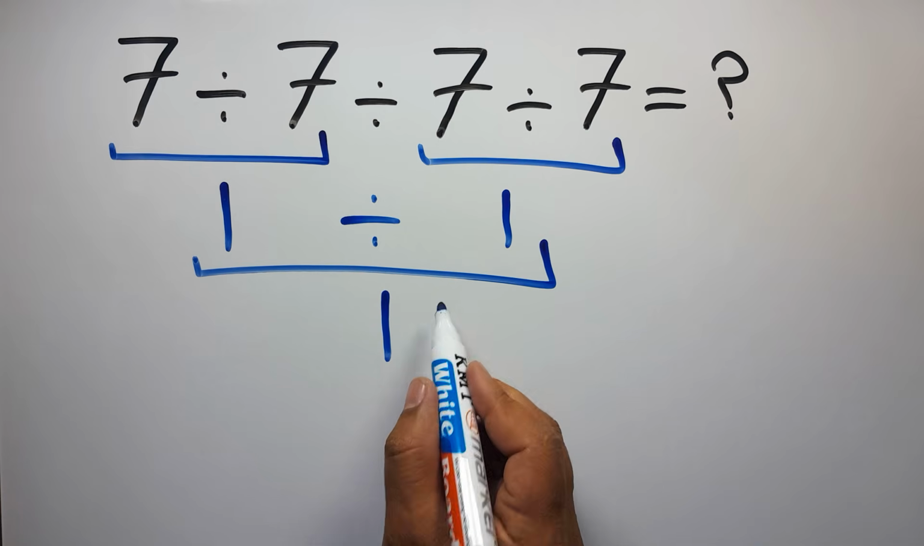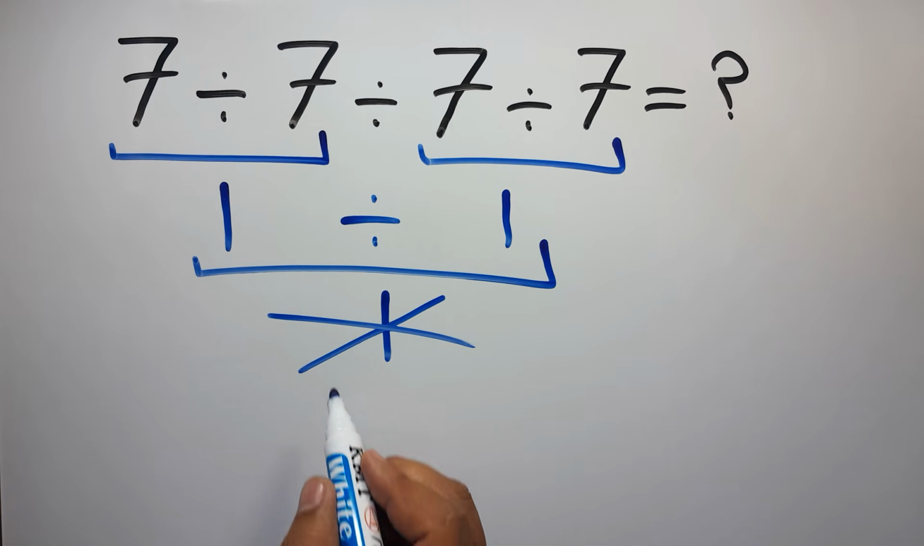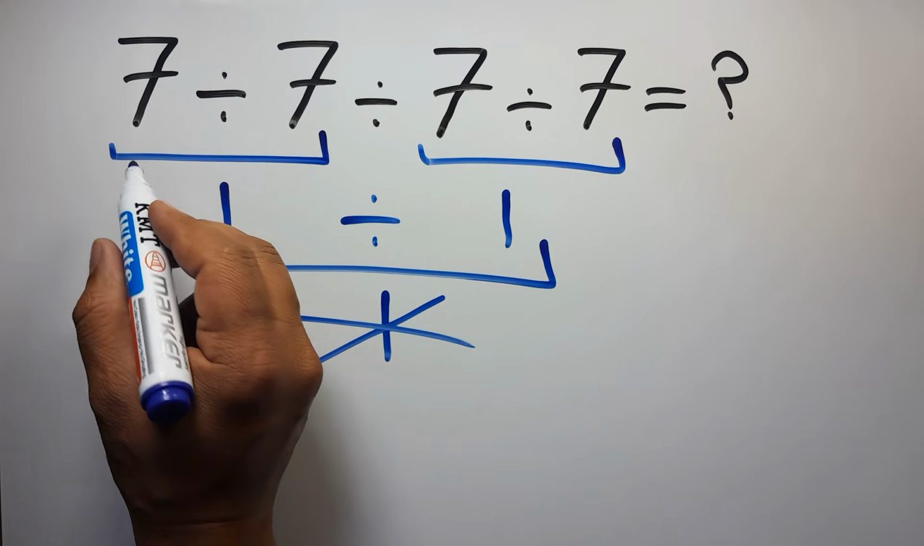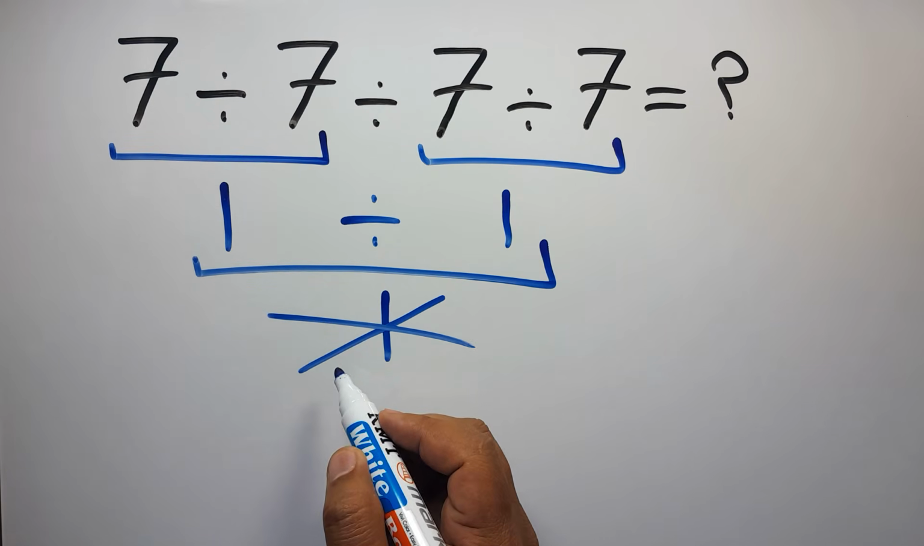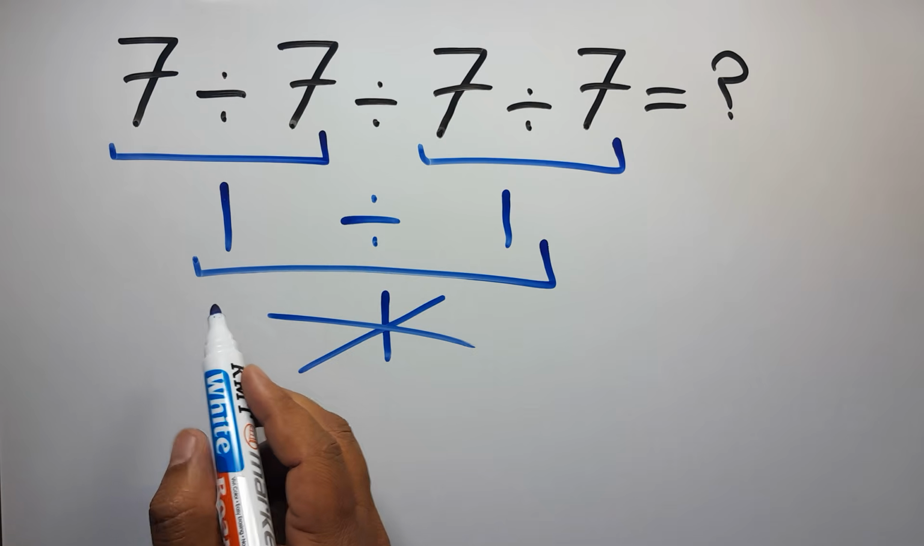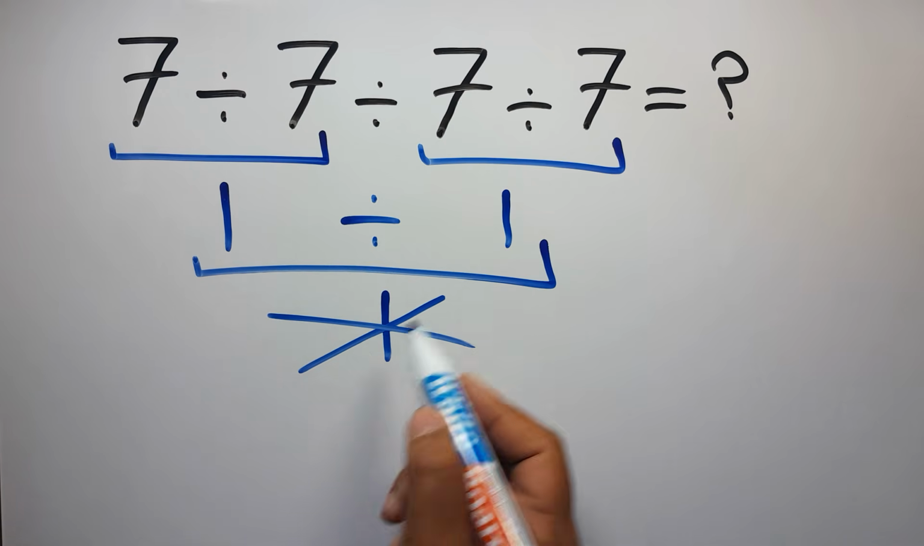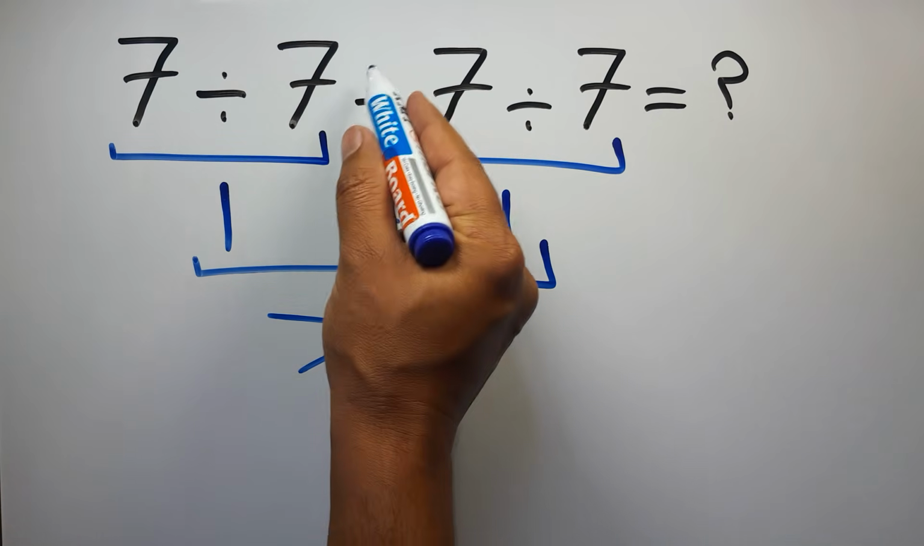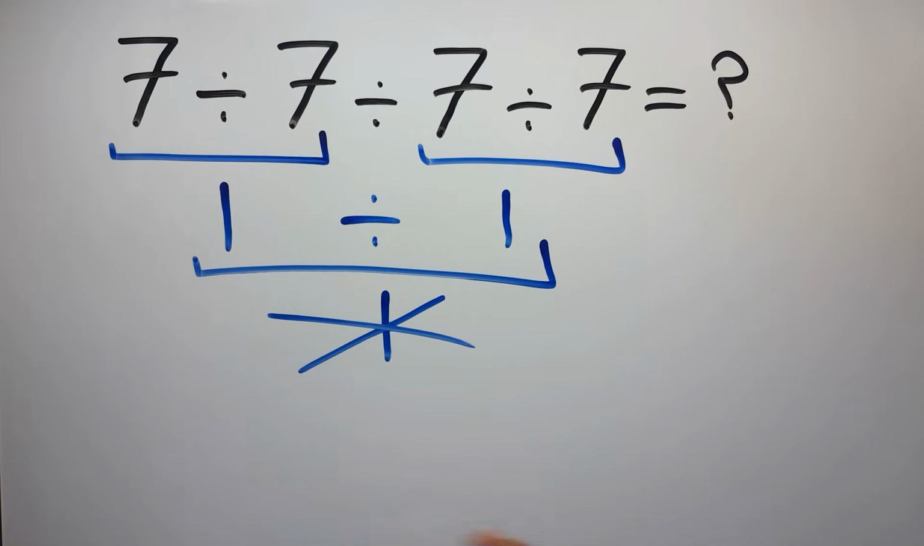But this answer is not correct. Because according to the order of operations, when we have more than one division in an expression, we have to work from left to right. So here, first we have to do this division, then this division, and finally this division. If we do this division before this division, it is wrong.